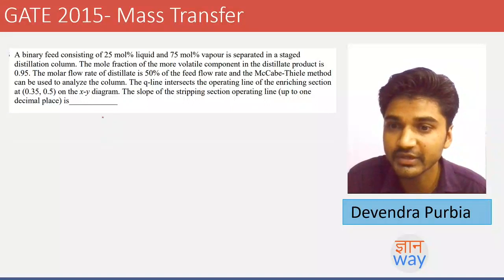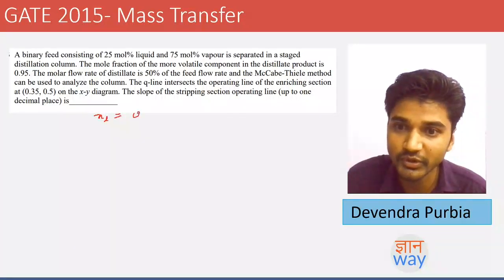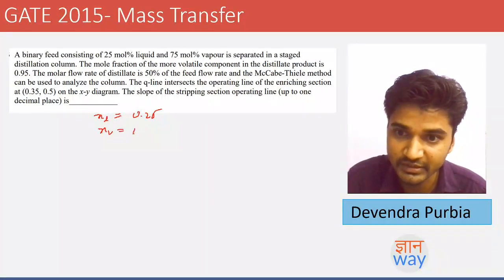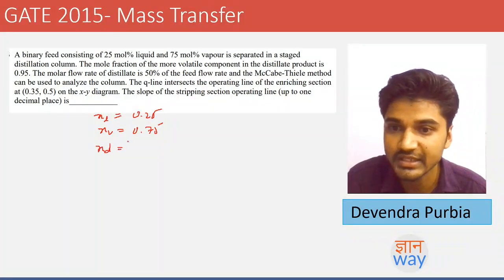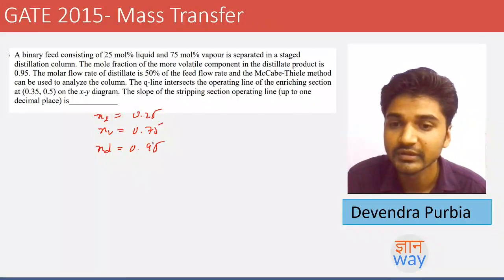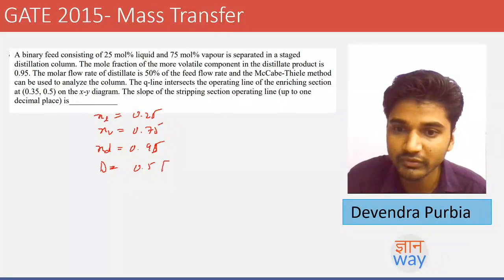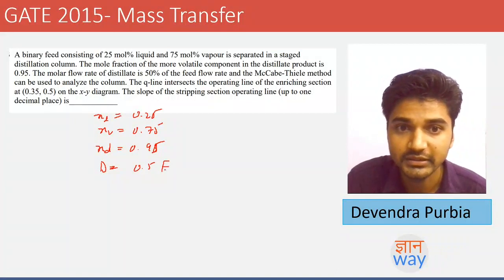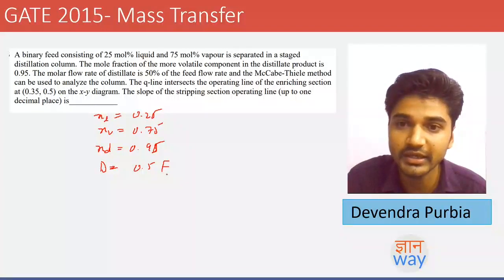First is 25% liquid. It means the fraction of liquid is given, so we can denote this as XL. So the fraction of liquid is 0.25, that is already given, and the fraction of vapor in the feed is given as 0.75. Now also XD is given as 0.95, and the molar flow of distillate is 50%. They have denoted D as 0.5 of F. And using the McCabe-Thiele method we can analyze the column, with the operating line and Q line intersecting.